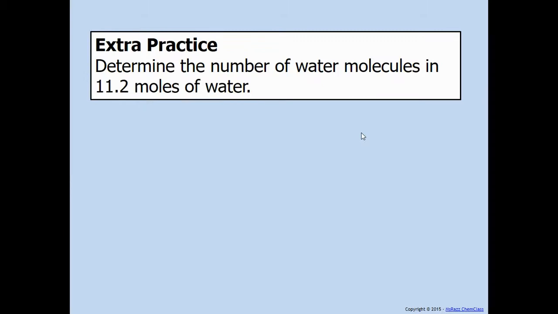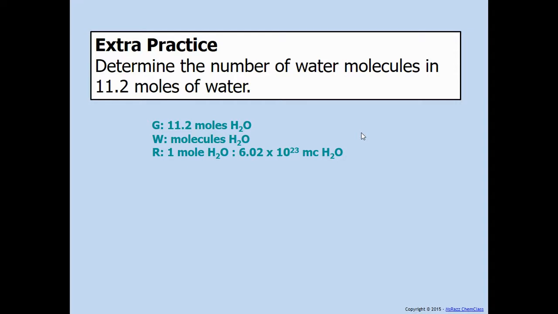Determine the number of water molecules in 11.2 moles of water. Given 11.2 moles, molecules of water, that's what we want. And we have our ratio. 1 mole of water is equal to 6.02 times 10 to the 23 molecules of water. 11.2 moles of water. We write our given first. Put it over our 1.